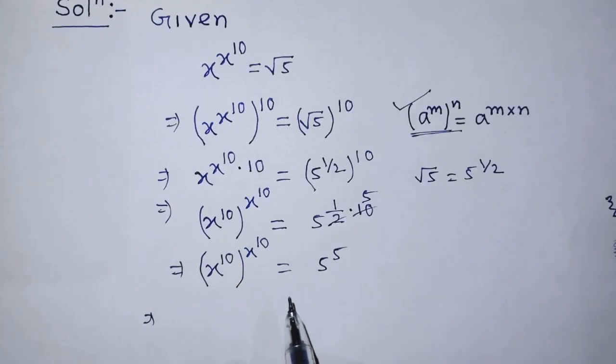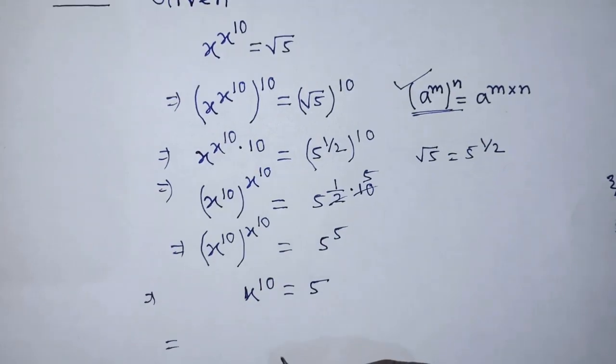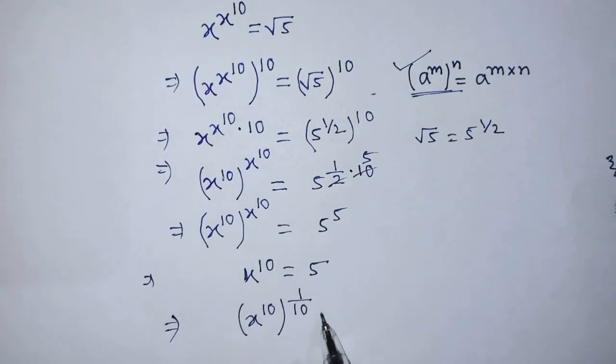So student, after comparing both sides of this equation we can write x to the power 10 is equal to 5. To find the value of x from this equation, we have to take power 1 over 10 on both sides of this equation. Now we can write on the left hand side x to the power 10 whole to the power 1 over 10 is equal to, on the right hand side, 5 to the power 1 over 10.